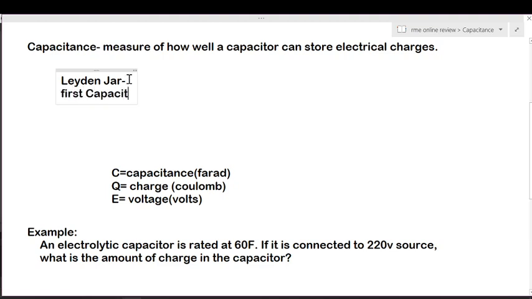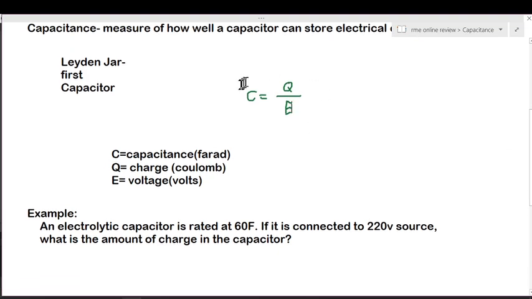So basically, the Leyden jar is the first capacitor. So the unit for capacitance is farad, and capacitance can be described by the formula C is equal to Q over E, wherein C is the capacitance, Q is the charge, and E is the voltage. So this formula is very useful for us to solve problems involving capacitance, charge, and voltage.